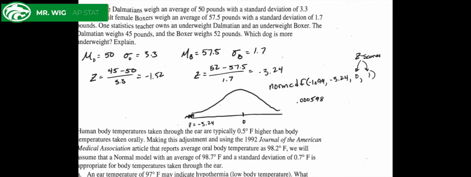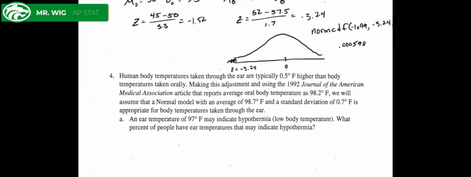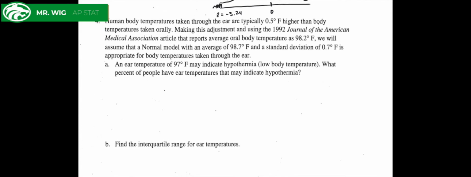That's the probability. If I were to randomly select a boxer from a selection of boxers that are supposed to be standard sized boxers, the chance that I could pick one that's that underweight would be extraordinarily small. All right. Speaking of probabilities and areas under the curve, this brings us to question number 4.